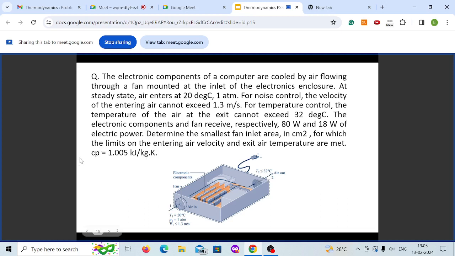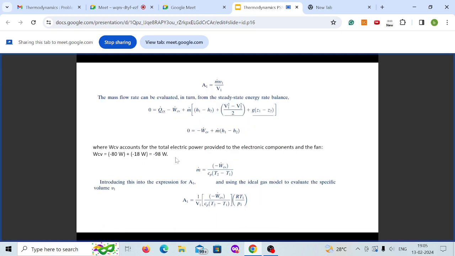The Cp of air is given as 1.005 kilojoule per kg Kelvin. So we'll see how to solve this. So area we can find by m dot into v, specific volume, by velocity. So m dot is nothing but rho A V, so we can express it in terms of specific volume here. From this we can find out the area. So for this we now need to find out the mass.